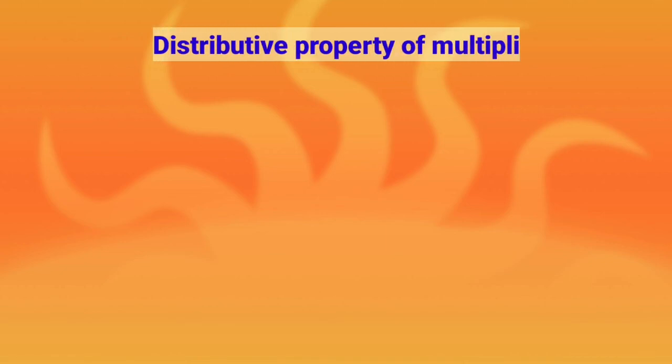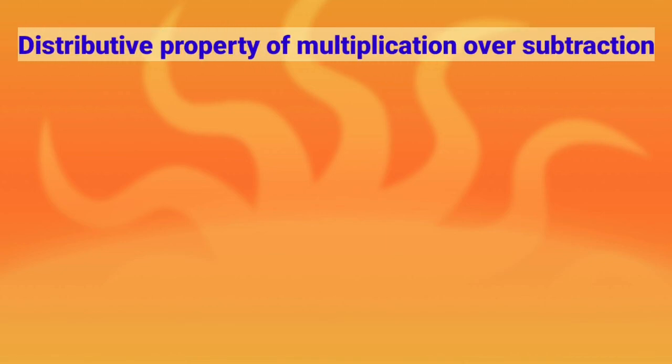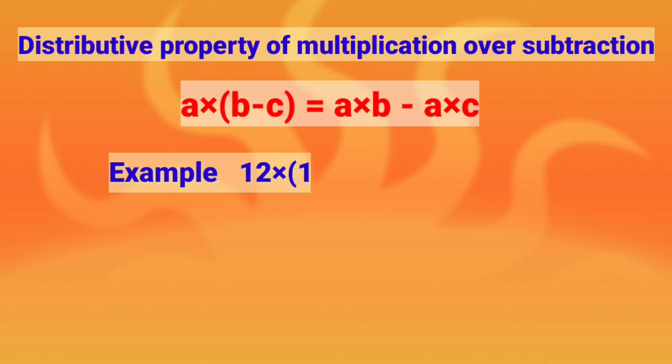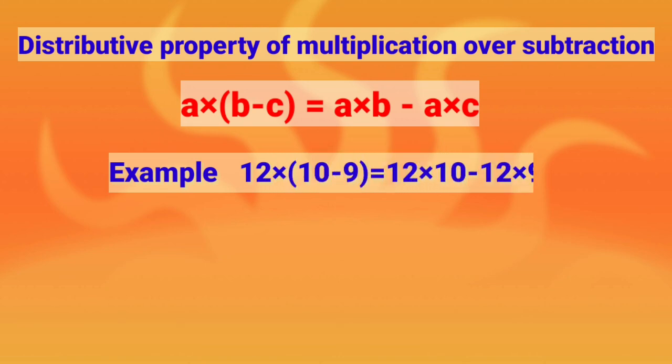Let's see the same distributive property of multiplication, but this time it is over subtraction. It is A multiplied by (B minus C) is equal to A multiplied by B, in between minus sign, A multiplied by C. Let's see this by one example. 12 multiplied by (10 minus 9).